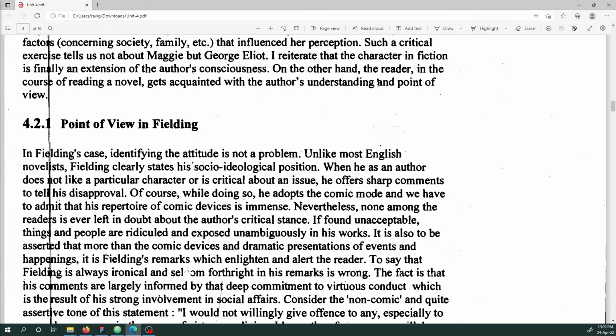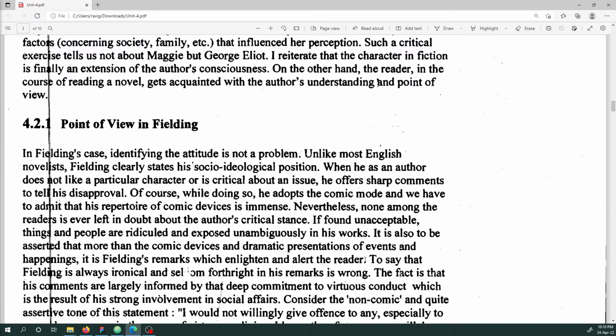Of course, while doing so, he adopts the comic mode, and we have to admit that his repertoire of comic devices is immense. Nevertheless, none among the readers is ever left in doubt about the author's critical stance. If found unacceptable, things and people are ridiculed and exposed unambiguously in his works. It is also to be asserted that more than the comic devices and dramatic presentation of events and happenings, it is Fielding's remarks which enlighten and alert the reader.